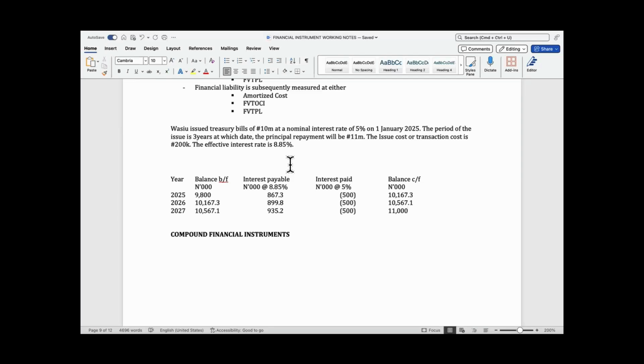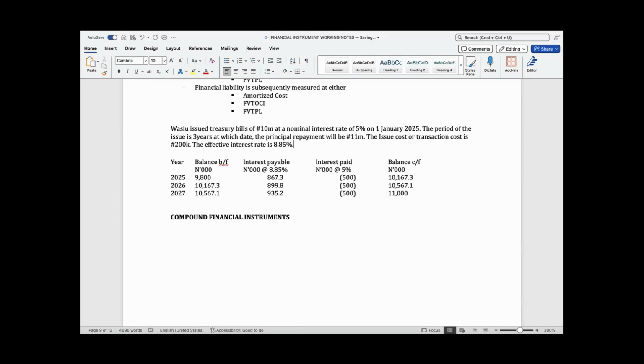Hello, sir. Please, for the last year, 2027, if I do my arithmetic, the balance carry forward is 11,002.3. Are you putting 11 million naira because we are expecting that the repayment at the end of the term will be 11 million? Is that why you did not include the 2 naira and 3 kobo? Yeah, you can include it now. It's immaterial as far as we are concerned. It's an approximation error. Okay.